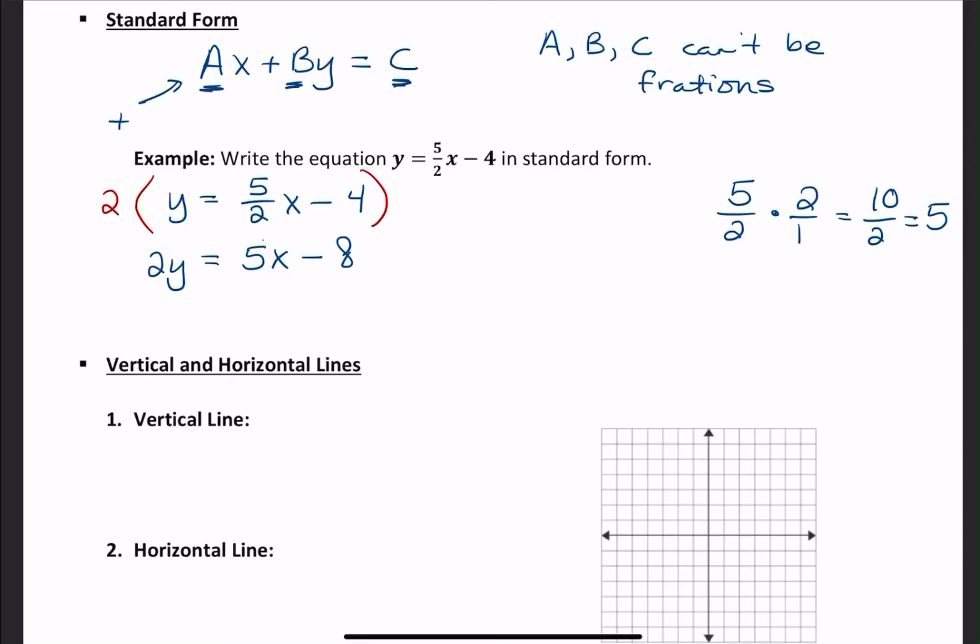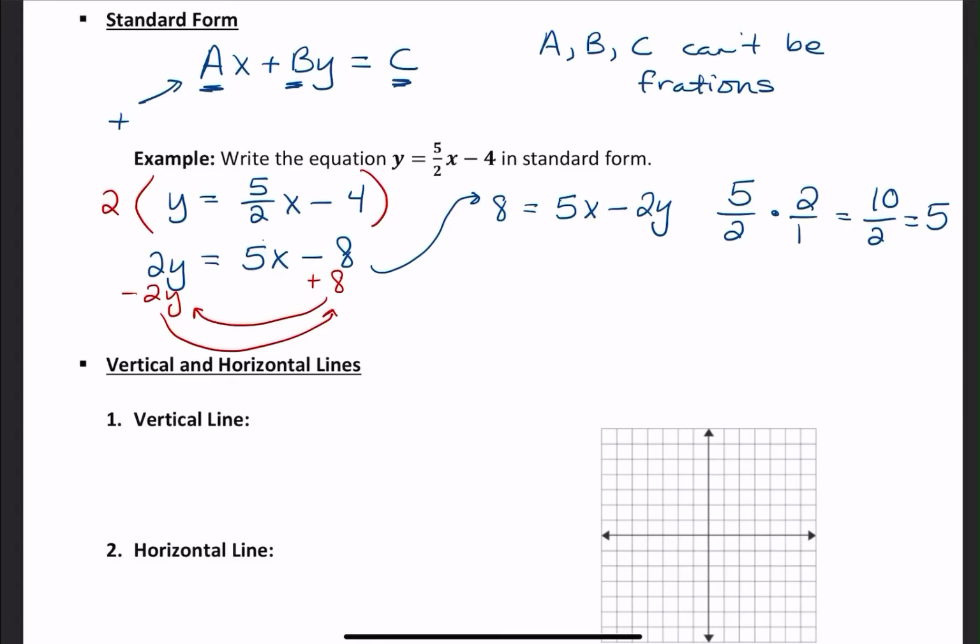Now I need to get it in ax plus by equals c form. Notice my 5x is positive already on that side. So I'm just going to do a little rearranging. I'm going to subtract 2y from both sides and add 8 to both sides. So it'll basically move this over here and move this over here. Just a little switcheroo. So that will give me 8 equals 5x minus 2y.